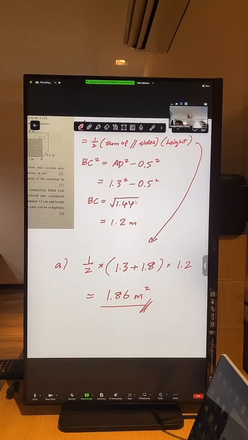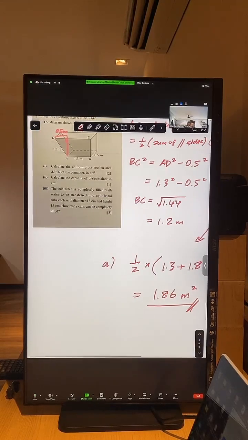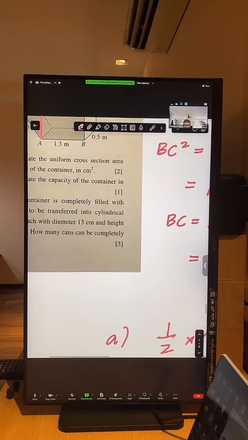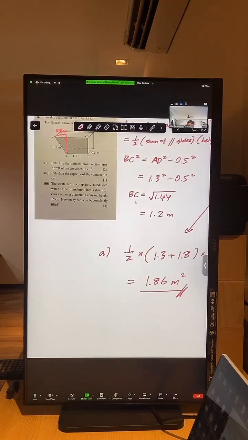Okay, I'm taking this from an assessment book, so let me just check the answer so that I can confirm that the answer is indeed 1.86. But what did they say here? They want the answer in cm square. My mistake. They want the answer in cm square. So 1.86 meter square is not your final answer. You must change to cm square.